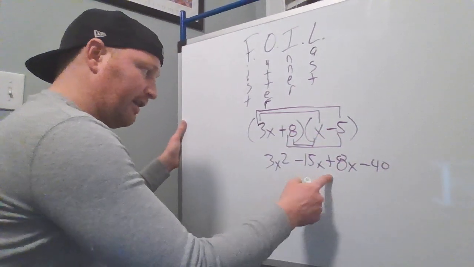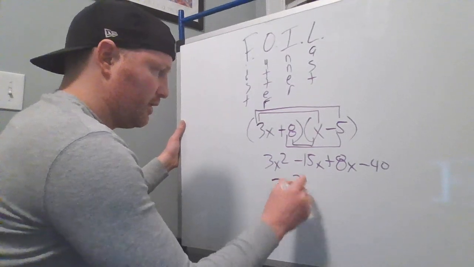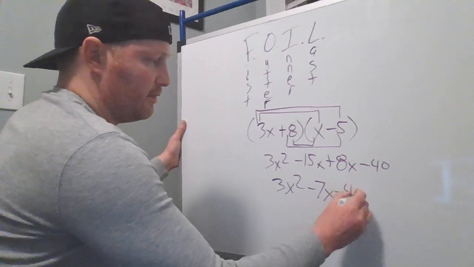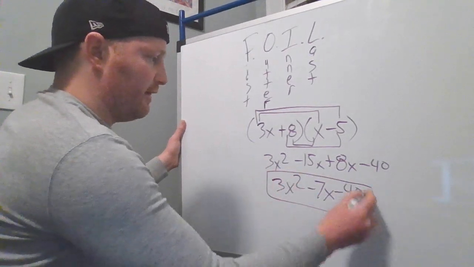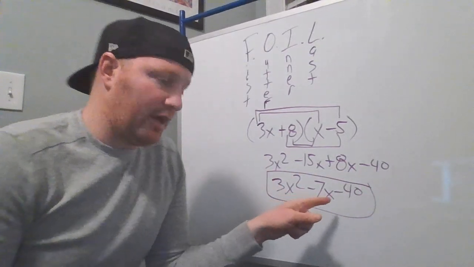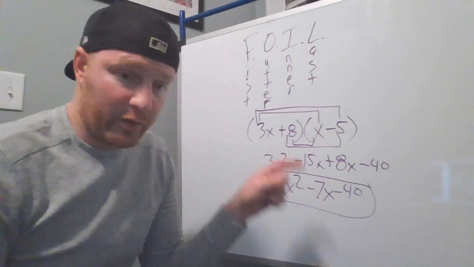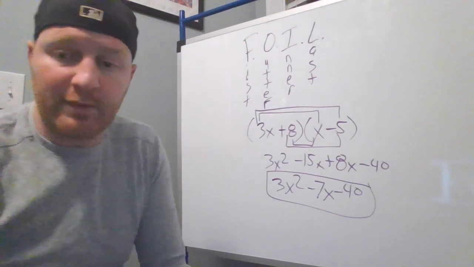Pay attention to negative numbers here. 3x squared, negative 15 plus 8 is negative 7x, minus 40. Eventually, we will learn some strategies on how to factor a quadratic like this to make life easy for us. But right now, focus on this practice I'm giving you.